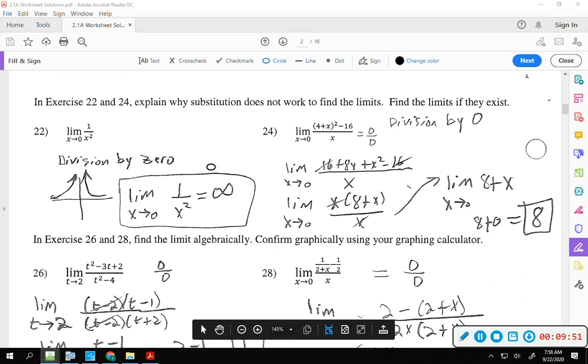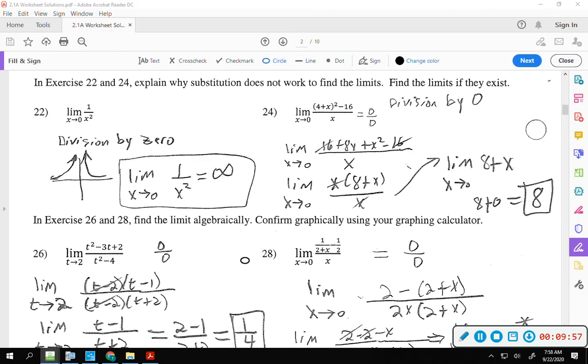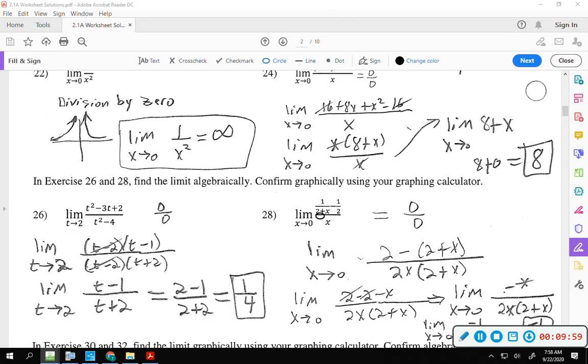This one tells you to not even bother trying substitution, but we should always do it. It says find the limit algebraically, confirm graphically. I won't confirm all of them, but I certainly will do this one quickly. First of all, if I plug 2 in here, I get 4 minus 6 plus 2 is 0. I get 4 minus 4 is 0.